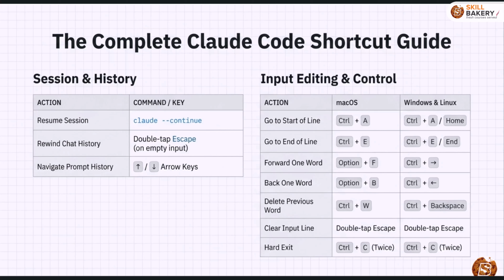Some are specific to the OS. Like go to the start of a line, you can press Ctrl+A, and end of the line Ctrl+E. In Windows, it varies: Control+A or Home. For forward one word, Option+F or Control+forward arrow key. Back one word, Option+B or Control+backward arrow key. Delete previous word, we have Control+W, and Windows and Linux has Control+backspace. To clear the input line, we can just double tap escape. In both operating systems, it will work exactly like that. And for hard exit, we have Control+C, which you press twice to get out of the Claude Code session.